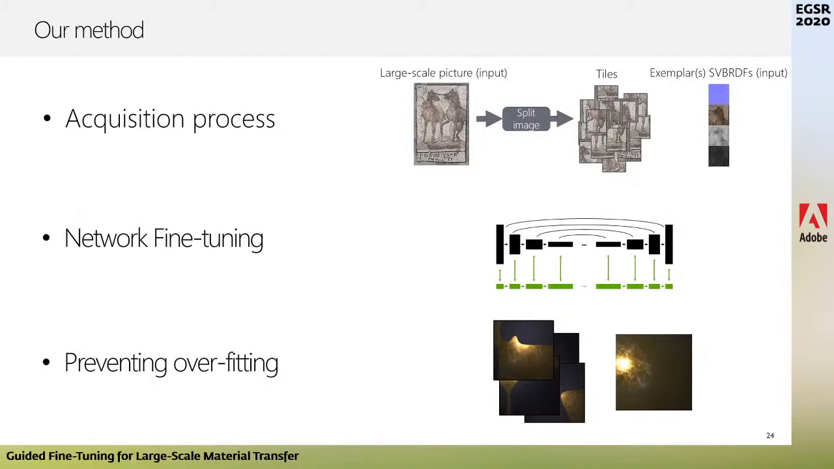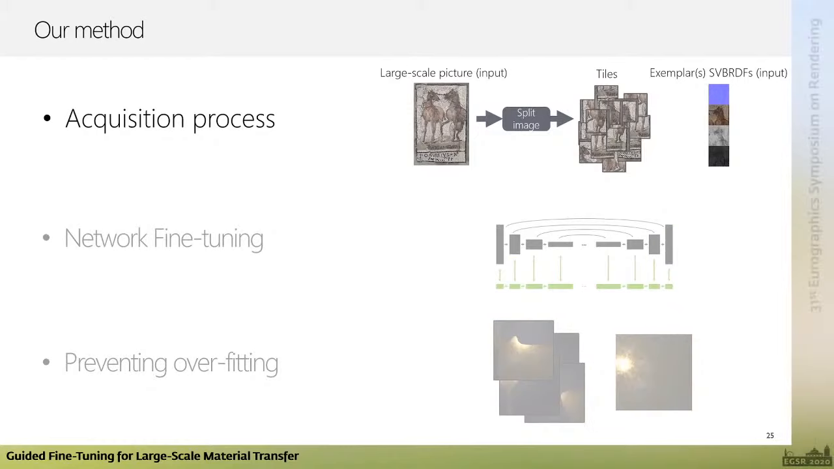Now, in more detail, I will first discuss what our method inputs are and how we process them. I will then describe our network fine-tuning approach. And finally, how we prevent the fine-tuning from overfitting. So first, our acquisition process.